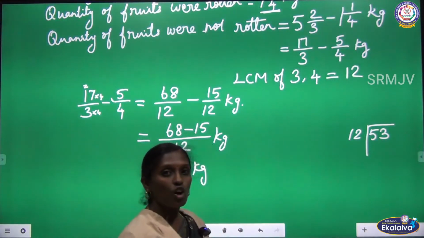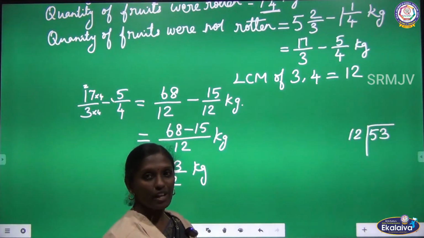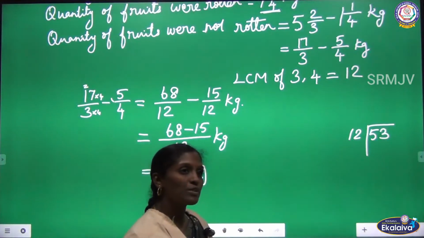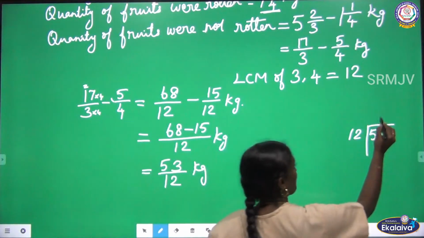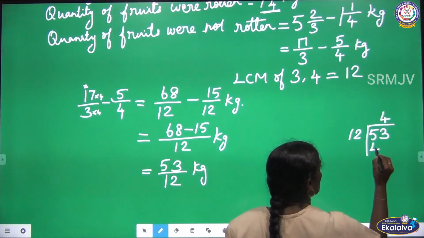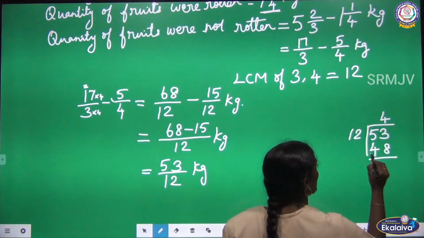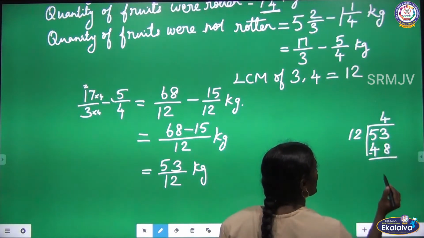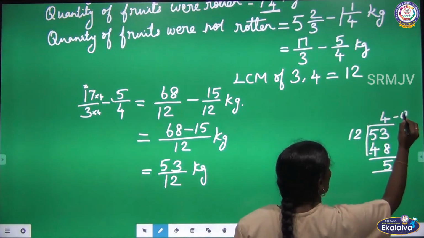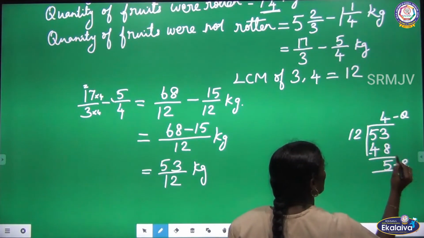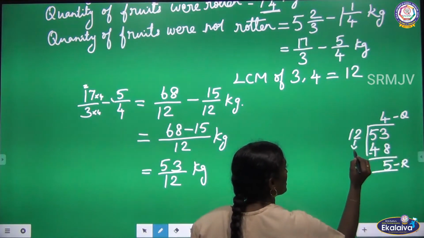In 53, how many 12s are there? 4 times 12 is 48. 5 times 12 is 60, which is greater than 53. So we are going to take 4 times. 4 times 12 is 48. Now we have to subtract: 53 minus 48 is 5. So this is the quotient, this is the remainder, and this is the divisor.